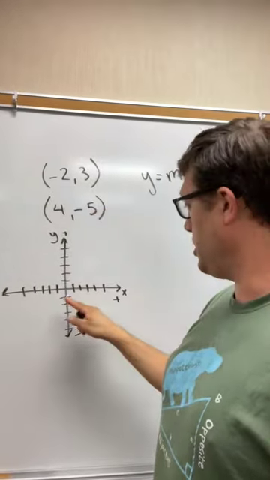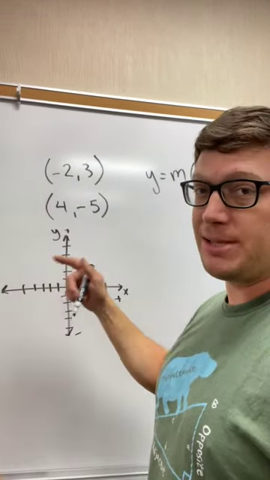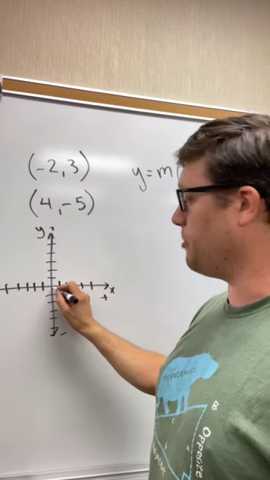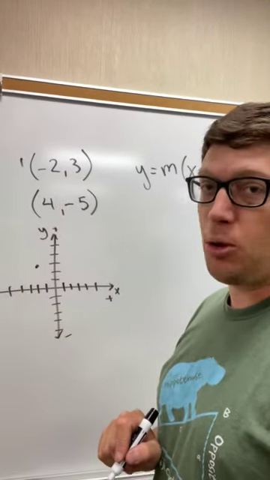-2, 3 is x direction, so I'm going to go to the left 2 spaces, and then the 3 means I'm going to go up 3 spaces from there. So from the center, 1, 2, 1, 2, 3. That's that first point in our graph.